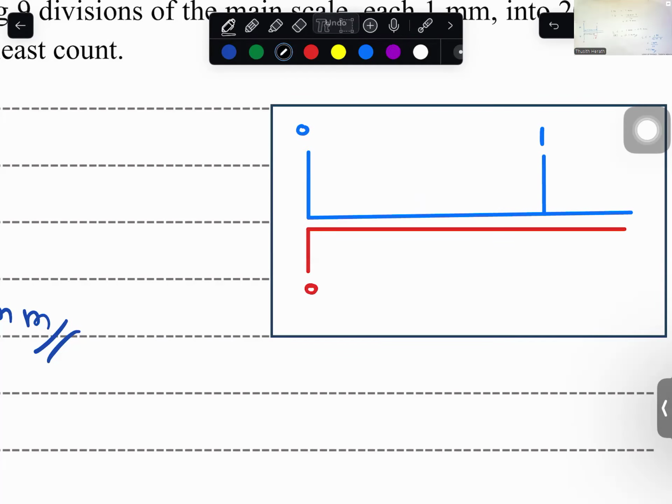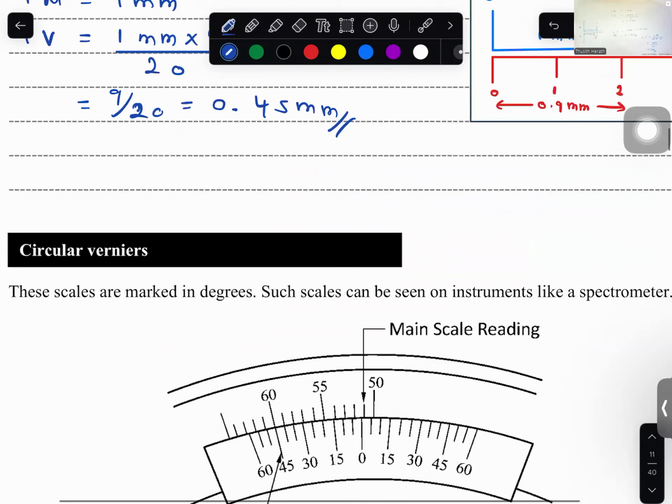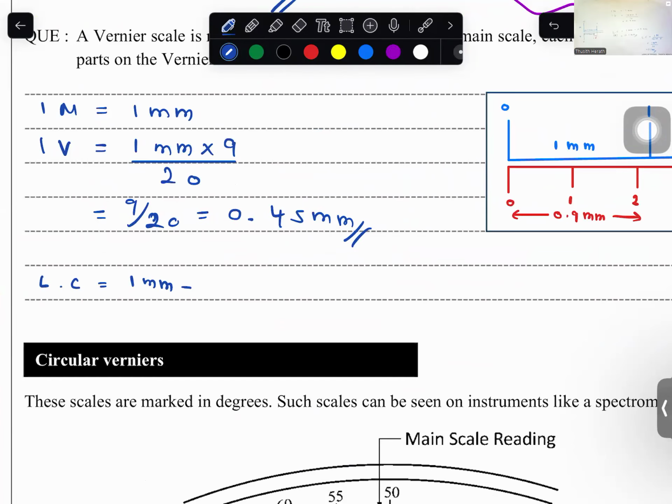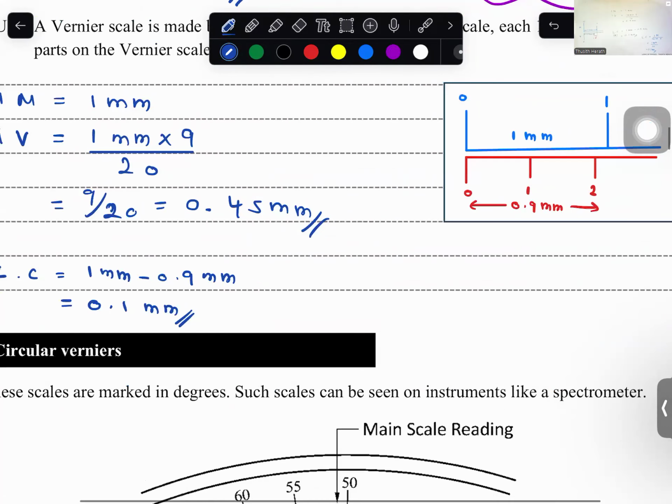So 0.45, the first line of the vernier scale should be here, and the second line of the vernier scale should be here, right? So in order to coincide with the main scale division, the second line of the vernier scale is going to coincide with the first line of the main scale. So the distances are here 1 millimeter. Here you can see 0.5 plus 0.5, 0.9. So the least count should be, you have to reduce 0.9 from 1. 0.1 millimeters.